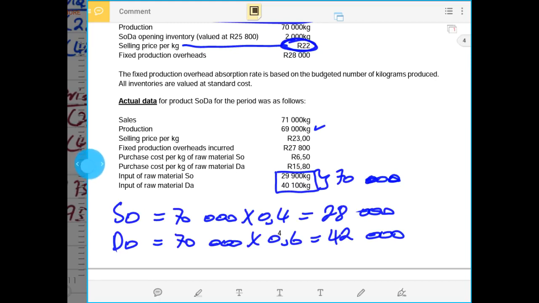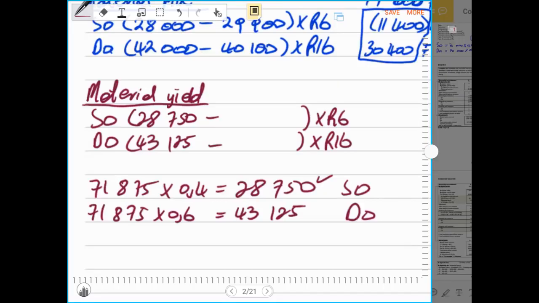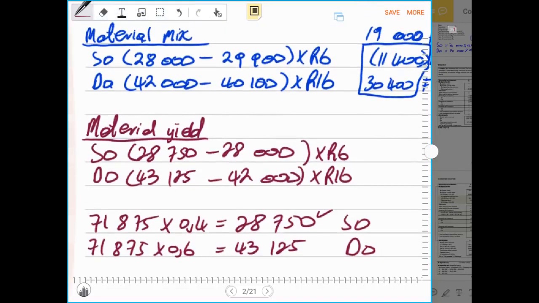We have 28,000 and 42,000, and this is exactly what we calculated previously, exactly what we calculated previously in the material mix variance.